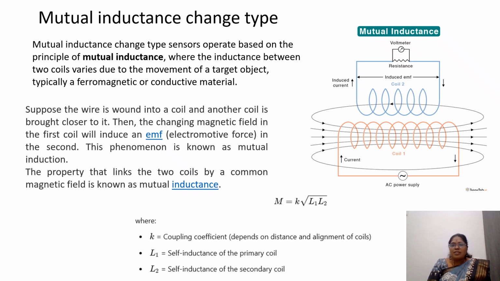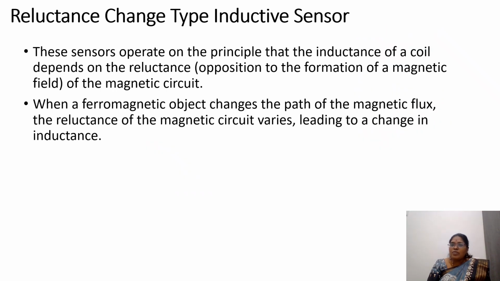This is the wire wound as a coil, and this is the secondary coil 2, which is brought closer to coil 1. Due to that, the change in the magnetic field in the first coil is induced in coil 2. This property we call mutual inductance, which is M equal to K into root of L1 L2. L1 is the self inductance of coil 1, L2 is the self inductance of the secondary coil, and K is the coupling coefficient. So that is the mutual induction type.